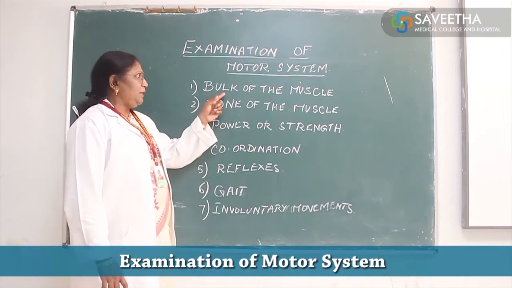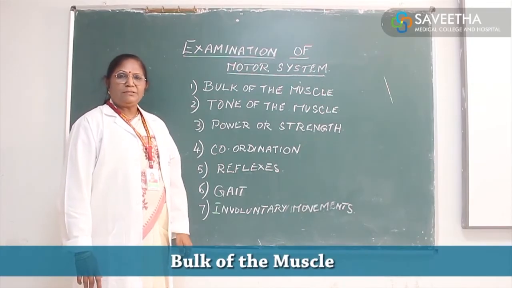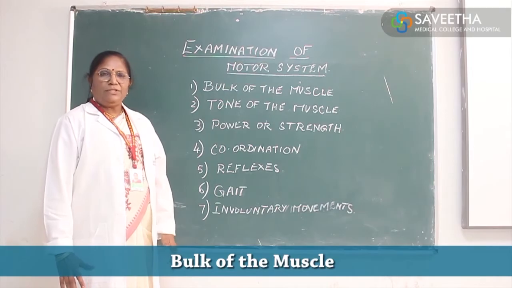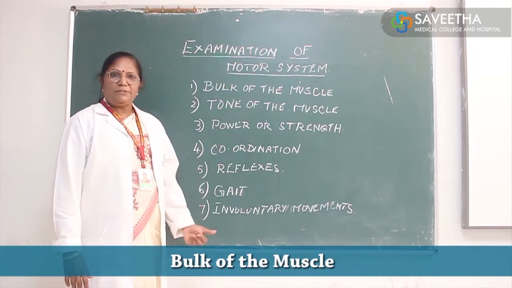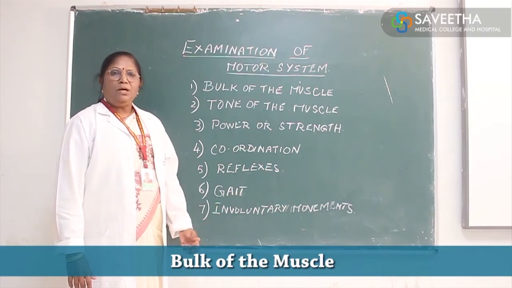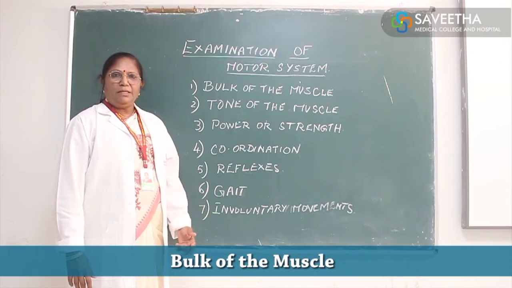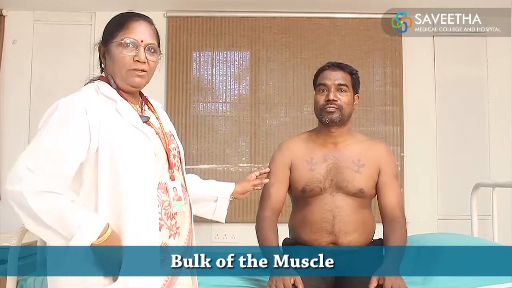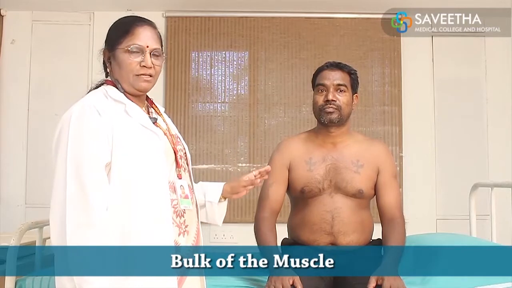To start with, we will examine the bulk of the muscle. The bulk of the muscle is whether the subject is having the normal bulk of the extremities. We can examine this by inspection, palpation and also measuring the circumference of the upper limb and the lower limb. First we are going to check the bulk of the muscle. Bulk of the muscle can be checked by inspection, by palpation and by measuring the circumference.